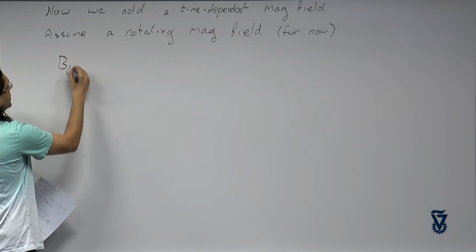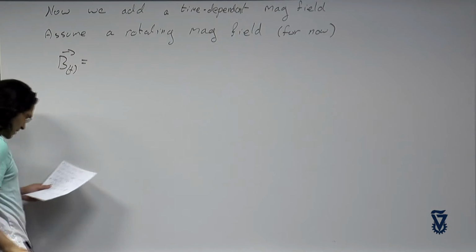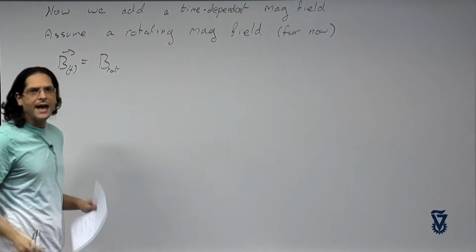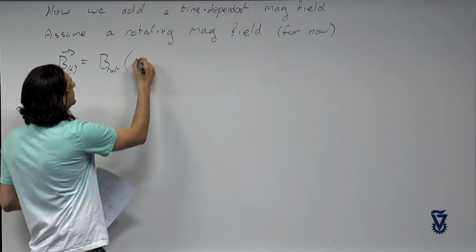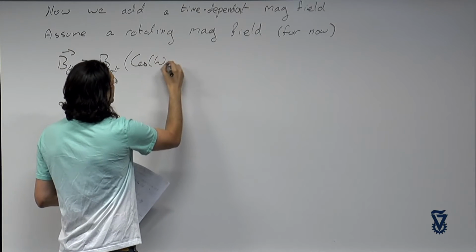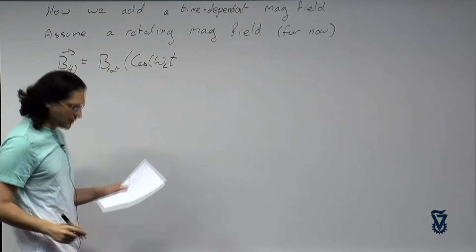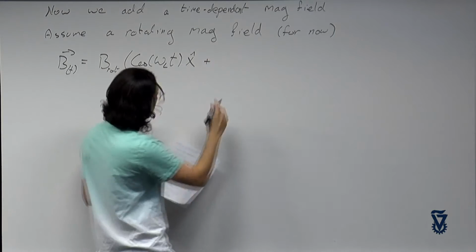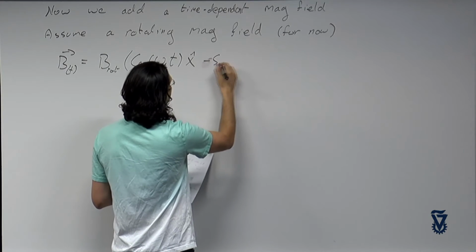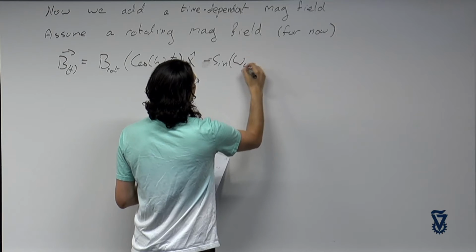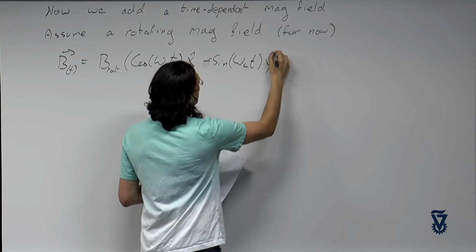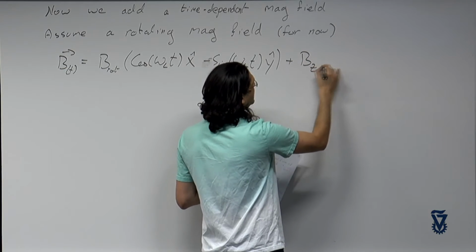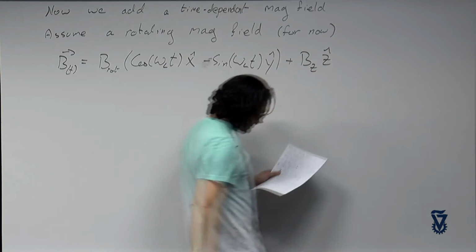So let's write the field. B as a function of time is going to be some B_rot, this is a number, the amplitude of the rotating field, times cosine omega_L t. So it's going to be rotating at the Larmor frequency, plus, sorry, I have the sign minus here, minus sine omega_L t, y, plus our static magnetic field in the z direction.